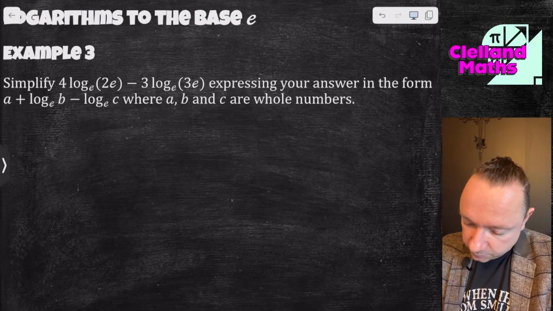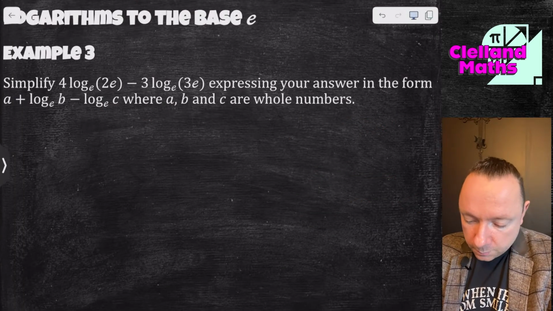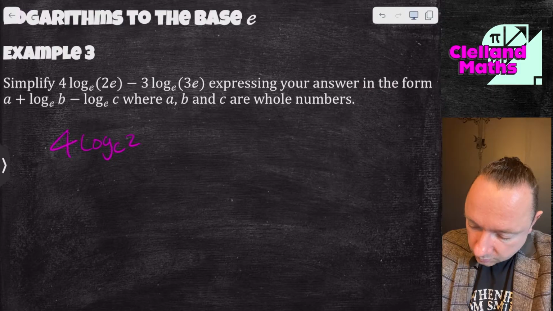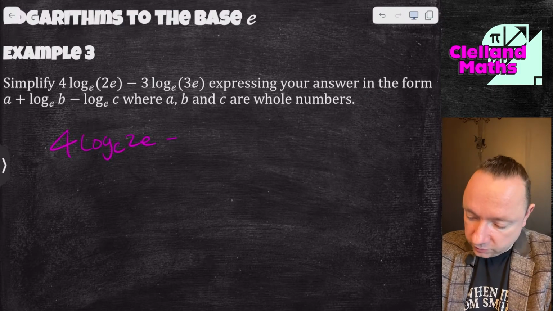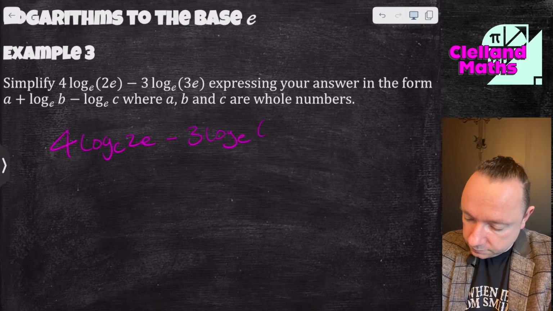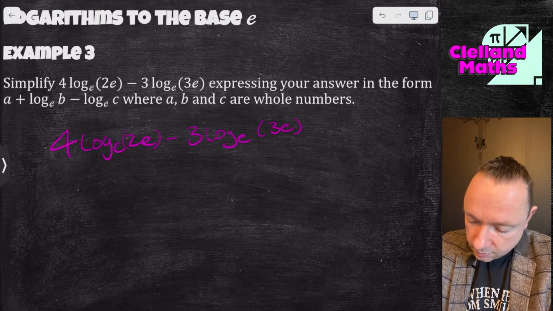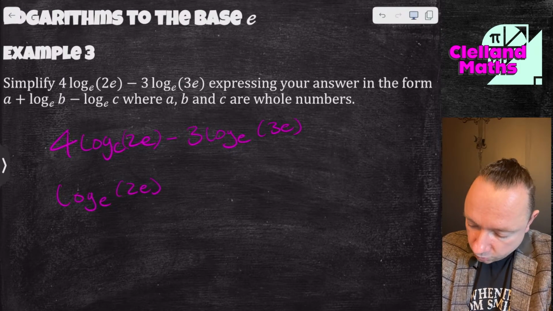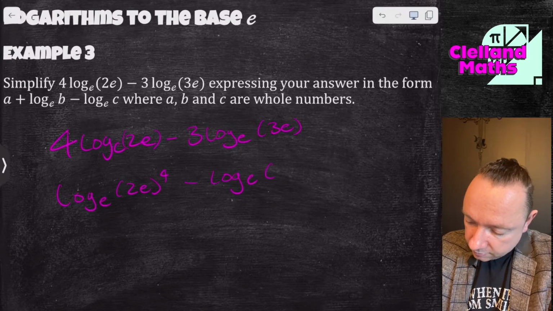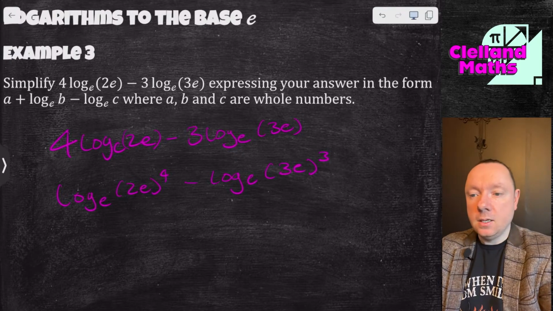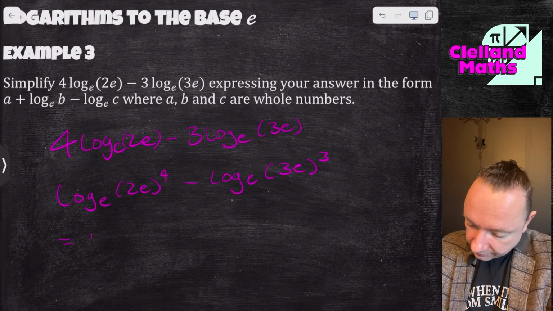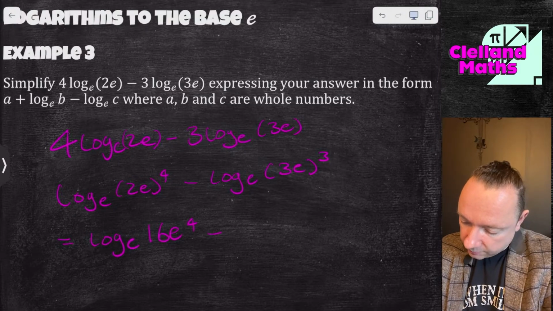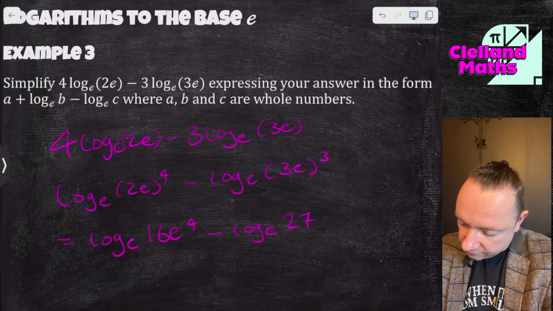Okay, we have to simplify this, express an answer in the form a plus log base e b minus log base e c. So you need to be careful with this. Let's have a look at 4 log base e 2e minus 3 log base e 3e. So we can put some powers in. Log base e of (2e) to the 4 minus log base e of (3e) cubed. Let's work out those powers then. So we've got log base e of 2 to the 4, which is 16, e to the 4, minus log base e of 27 e cubed.